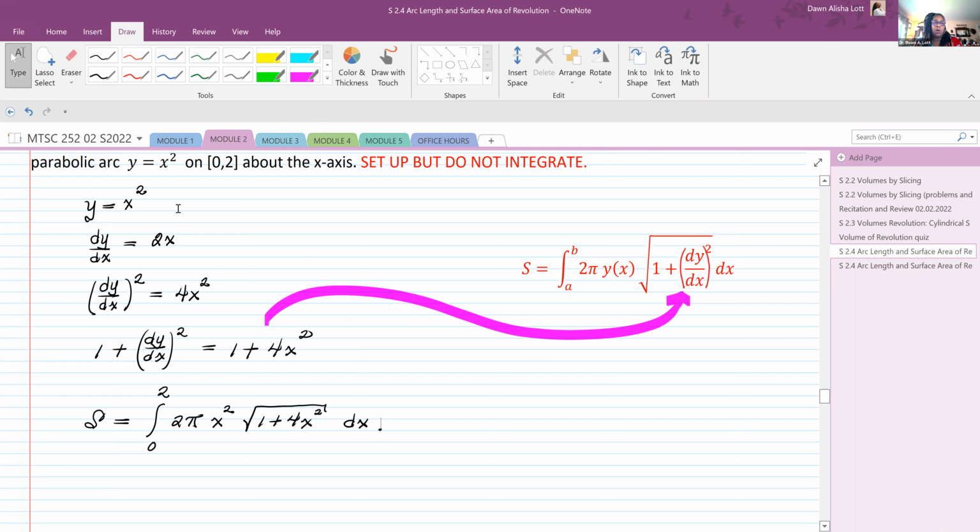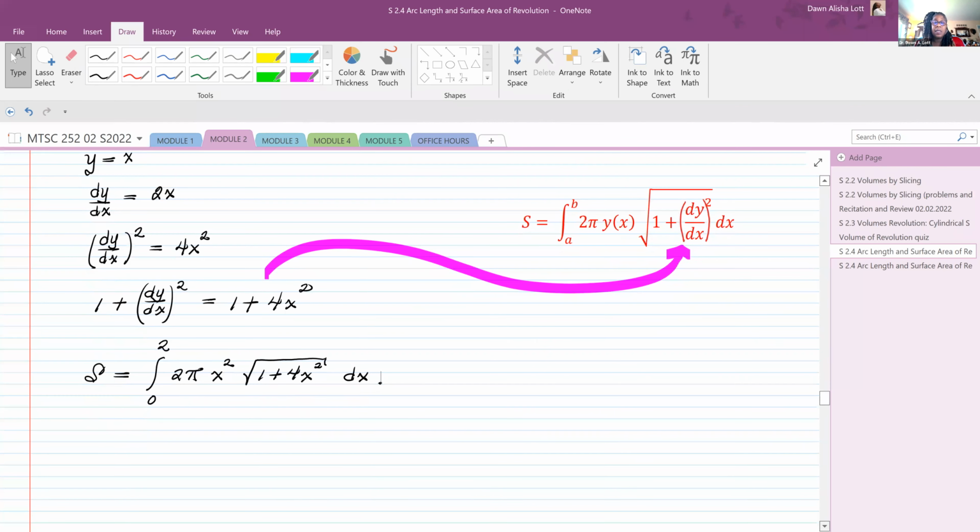None of this was hard. None of it. I took the y they gave me, I found its derivative, I squared it, I added 1, and I put it underneath the square root. Normally I would simplify, but I don't have anything to simplify. It's 1 plus 4x squared. That's the end of that problem.